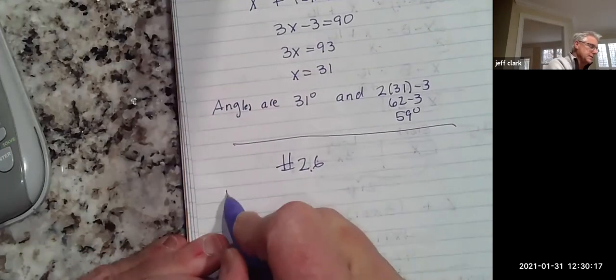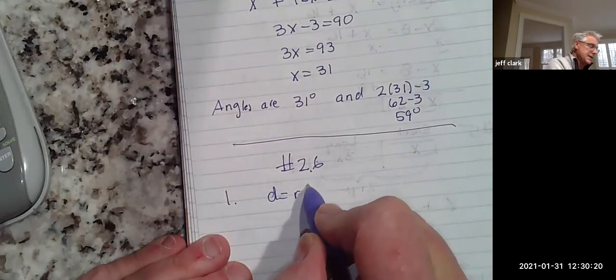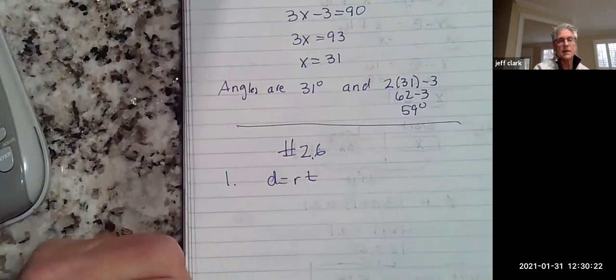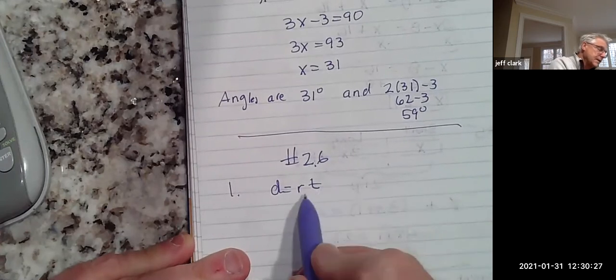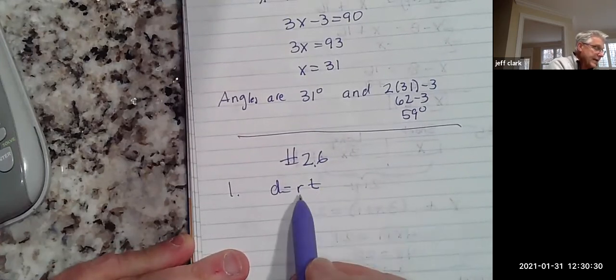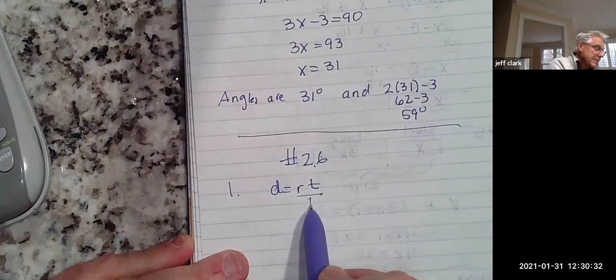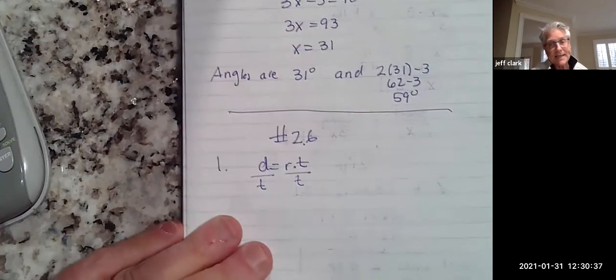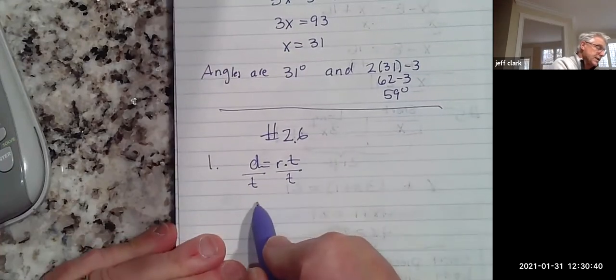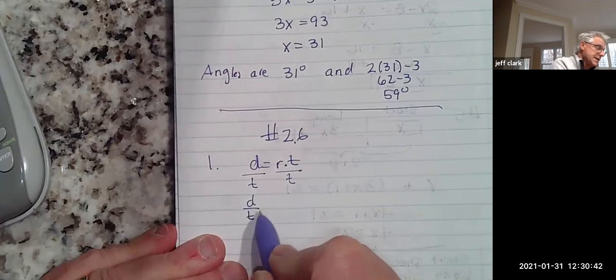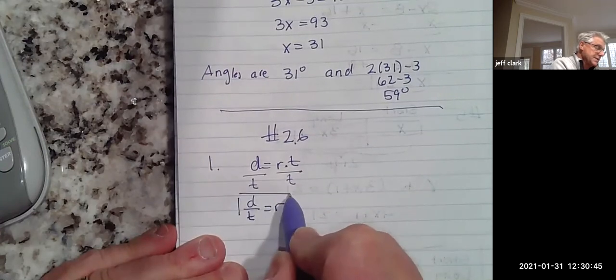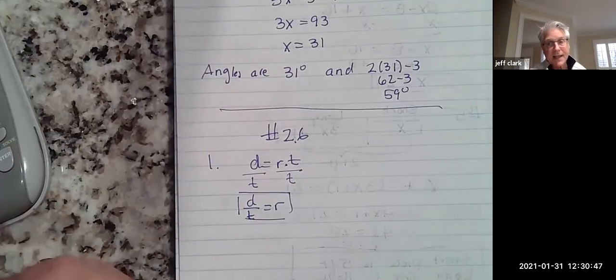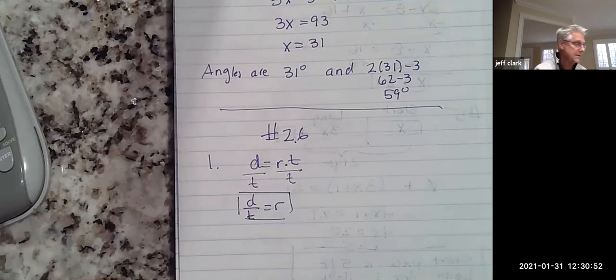So in number 1, you have D equals RT, and it asks to solve for the letter R. I want to get R by itself. So I'm going to get rid of the T. Remember that? Get rid of the T because this is a multiplication. So divide both sides by T. And what you're left with is D over T is equal to R. And that's what we are trying to do, just get the letter by itself that they're asking you for. I'm asked for the letter R. And that's it.